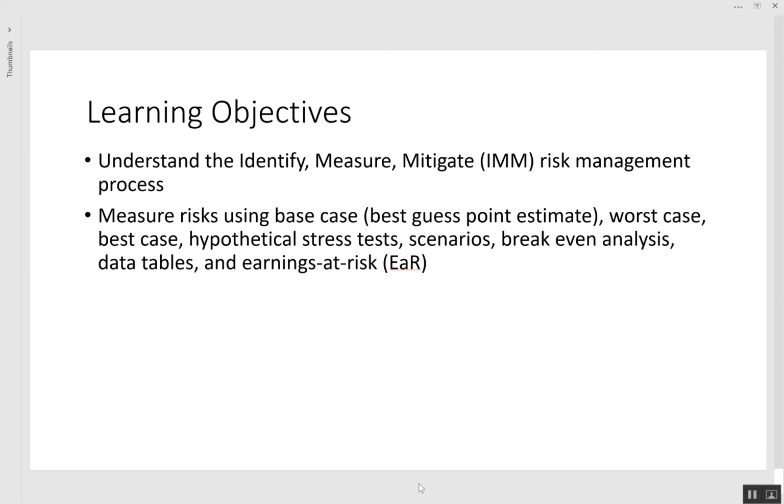So in this topic, we understood the IMM risk management process, and we measured and identified our exposure by using worst case, best case, hypothetical stress tests, scenarios, break-even analysis, data tables, and earnings at risk.